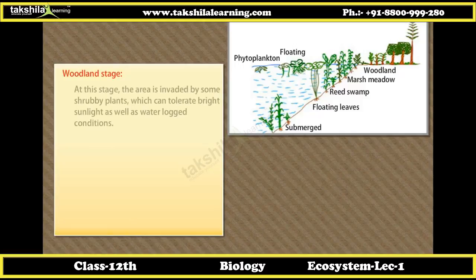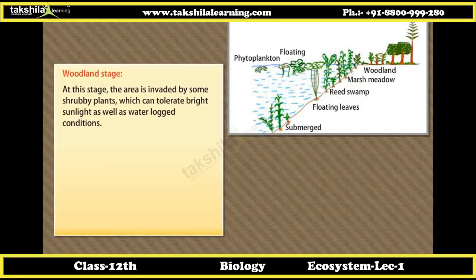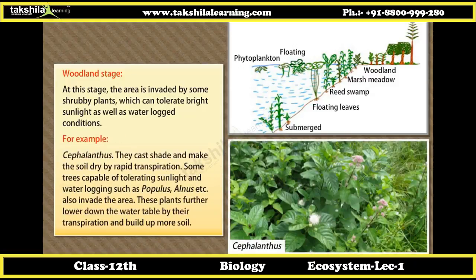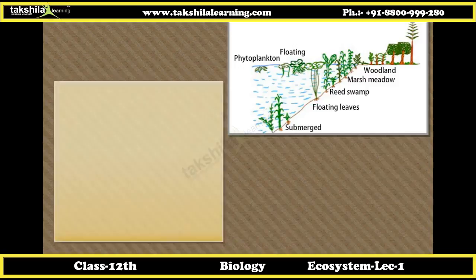Woodland stage. At this stage, the area is invaded by some shrubby plants which can tolerate bright sunlight as well as water-logged conditions, for example, Cephalanthus. They cast shade and make the soil dry by rapid transpiration. Some trees capable of tolerating sunlight and water logging, such as Populus, Alnus, etc. also invade the area. These plants further lower the water table by their transpiration and build up more soil.